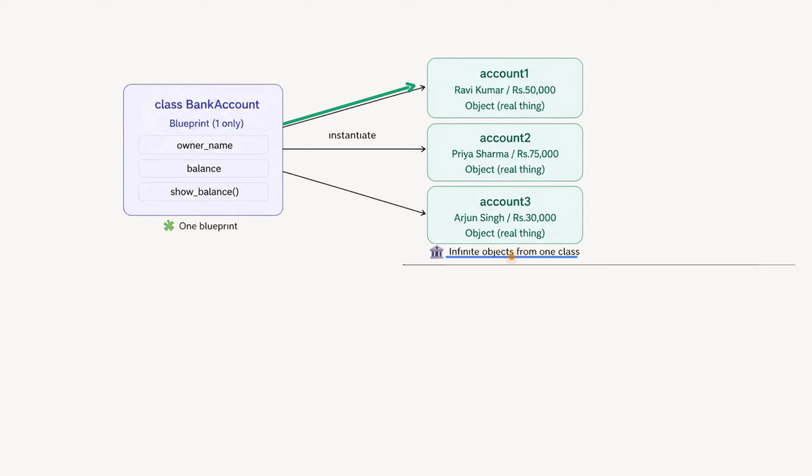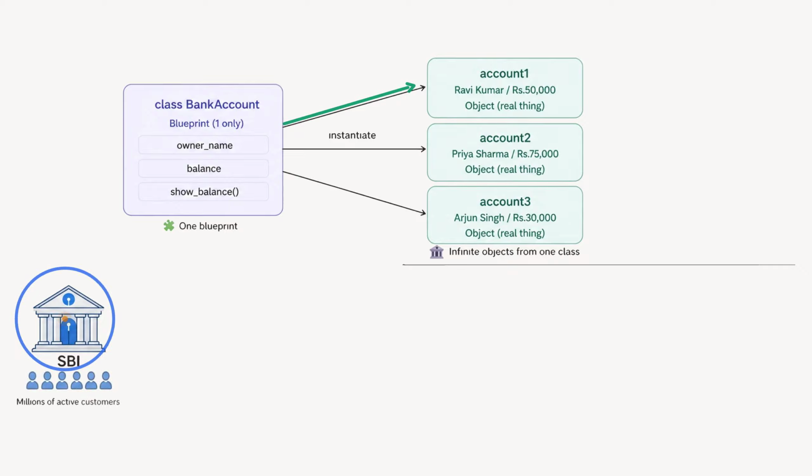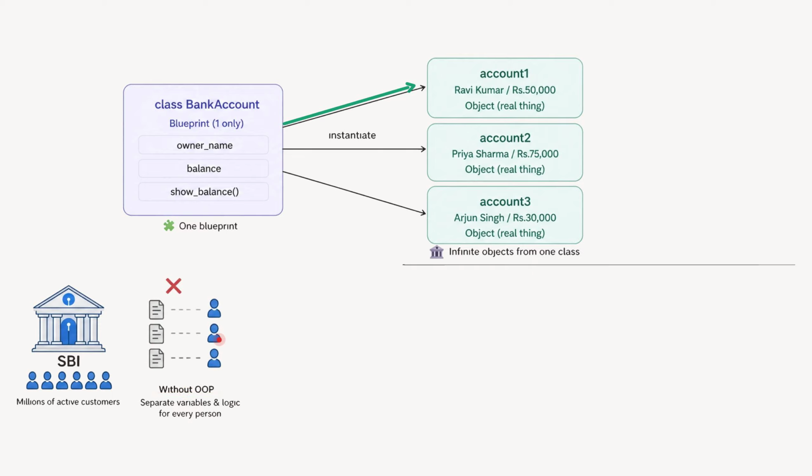Imagine a massive institution like the State Bank of India, which manages millions of active customers. If a developer tried to build this system without OOP, they would be forced to write separate variables and logic for every person who opens an account. For millions of customers, that is a structural impossibility. It's just an unmanageable amount of code.